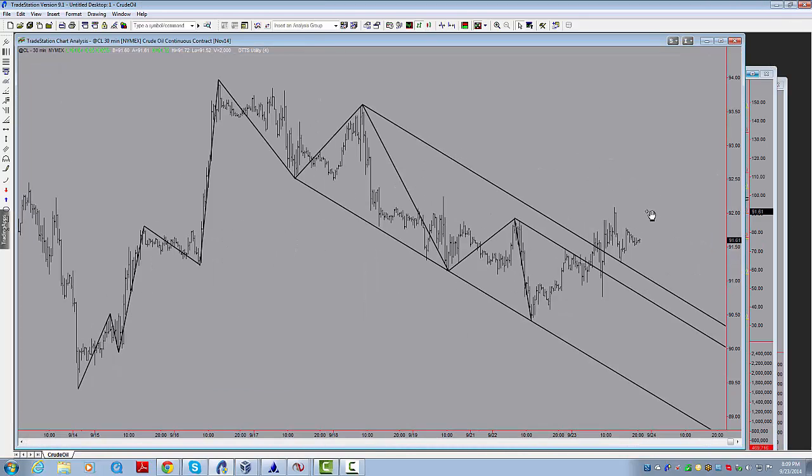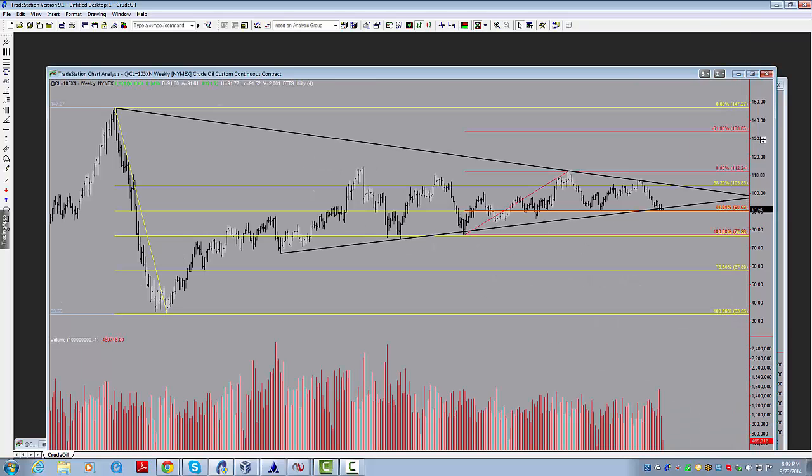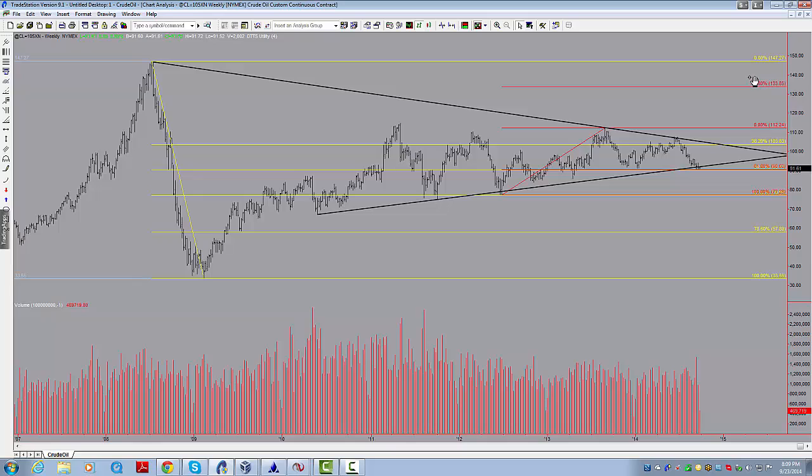This is a 30-minute continuous contract. You can see we've broken out of this downtrend channel, pulled back to it now, and now we're starting to get a push up. Okay, let me go into now the weekly unadjusted contract.